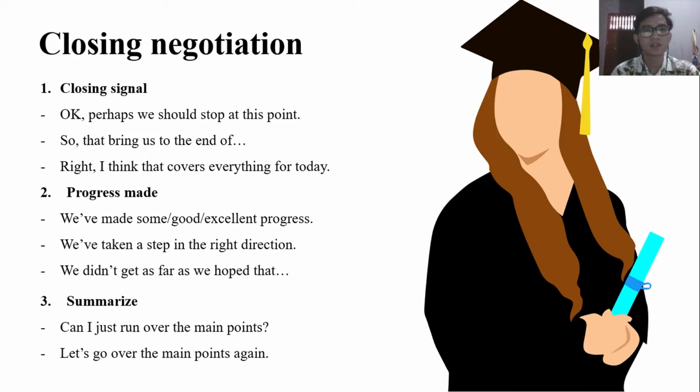The first one is the closing signal. We give signals if we want to close the negotiations. The expressions are: "Okay, perhaps we should stop at this point." "So that brings us to the end of..." "That's your negotiations." And then, "Right, I think that covers everything for today."